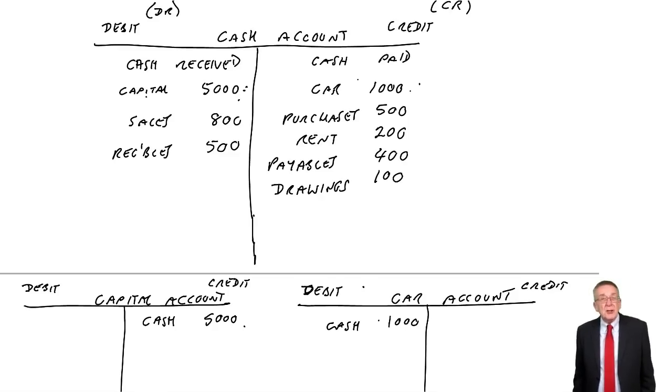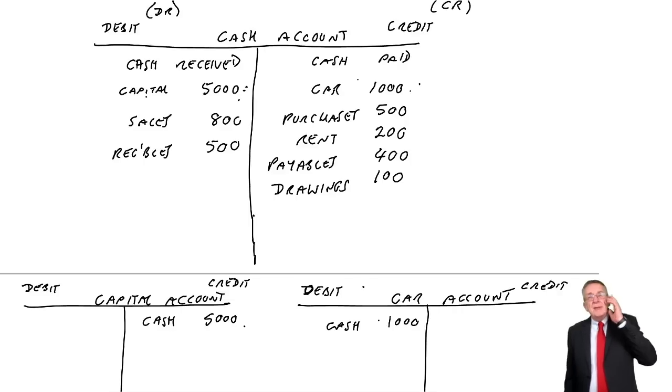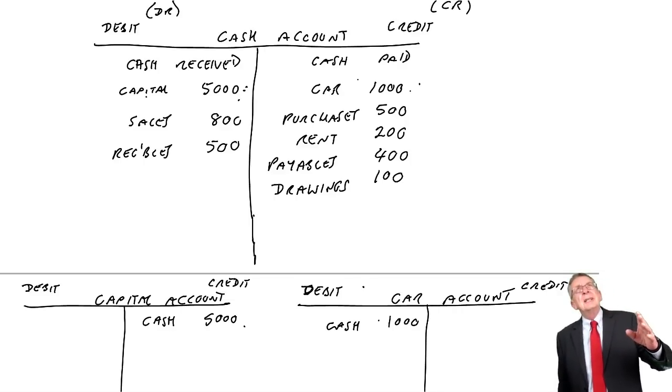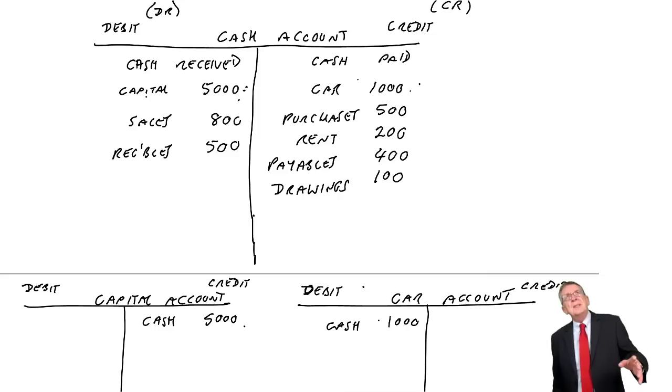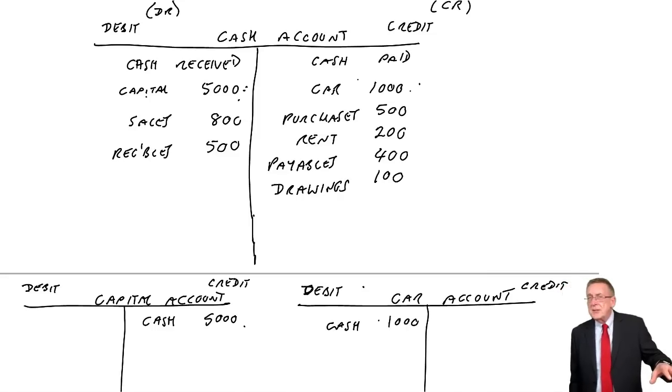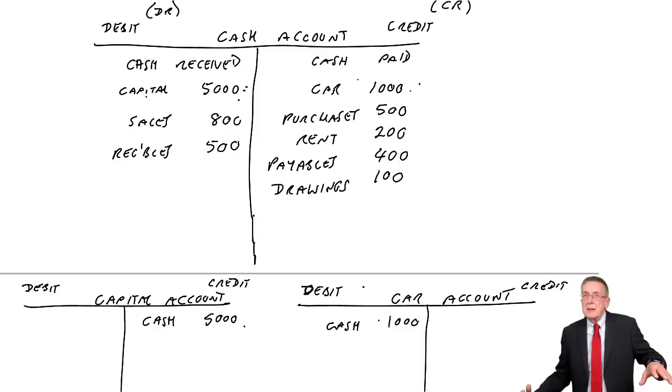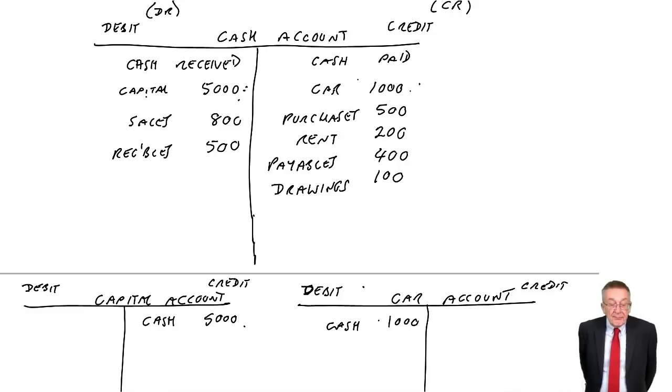When you buy something on credit, if you forget the rule, I say, well, what would happen if you bought it for cash? Credit cash, debit purchases. Fine, I'll debit purchases. It was on credit, so I can't credit cash, right? Or credit payables. Anyway, that's up to you.